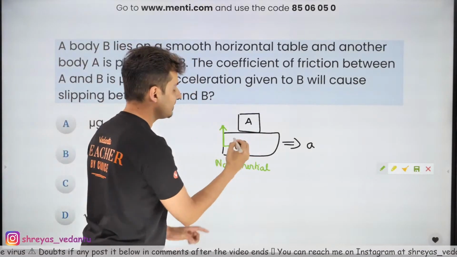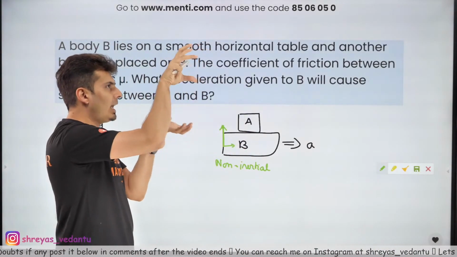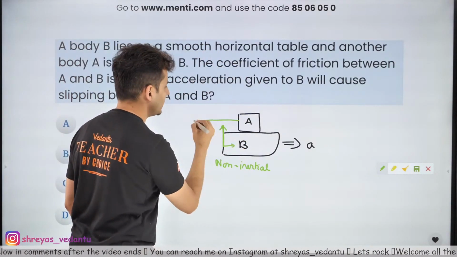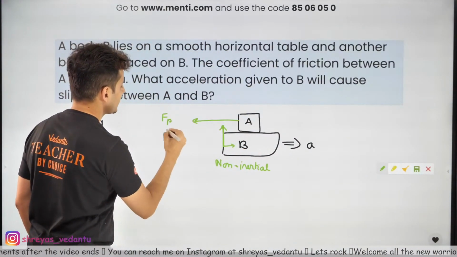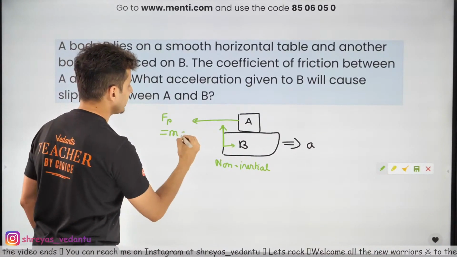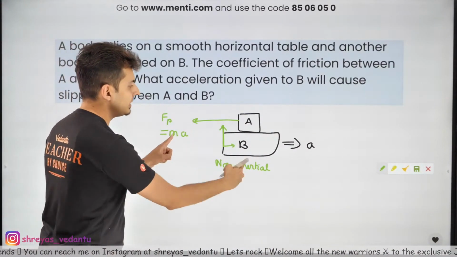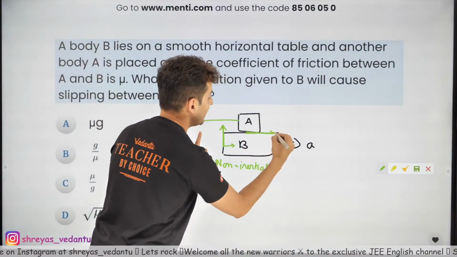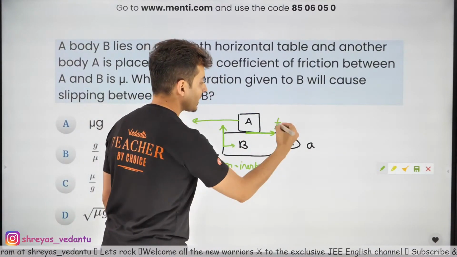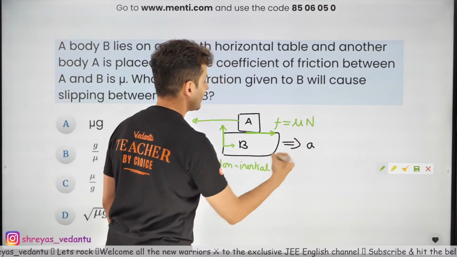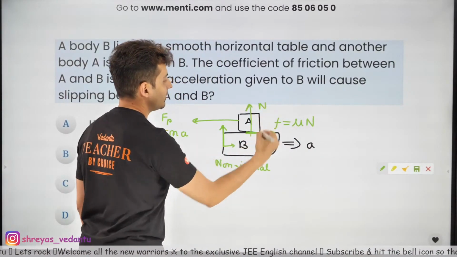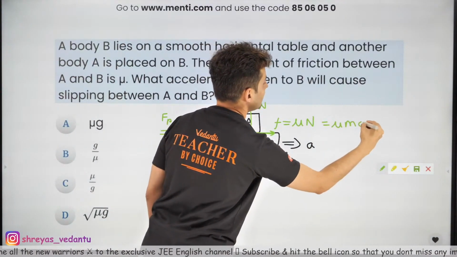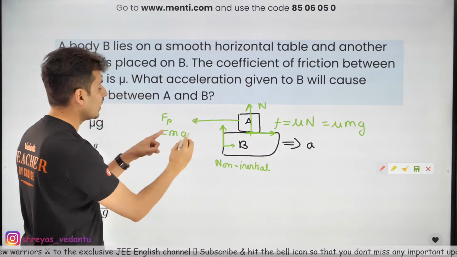In that non-inertial frame, if you look at A, it is at rest, and you'll be wondering, why is A at rest? Because there should be a pseudo force acting on it. The pseudo force will be M into the frame's acceleration. That pseudo force is balanced by this friction, and this friction will be mu N. What is this N? This normal force. And what is that normal? That is mg.